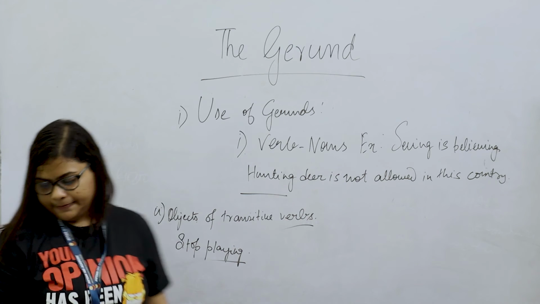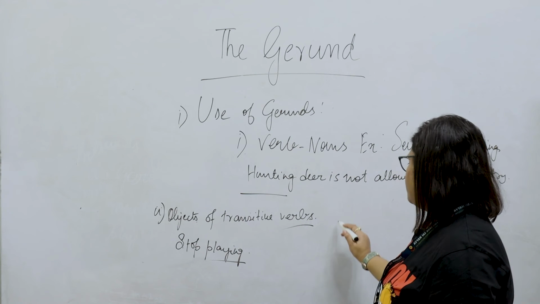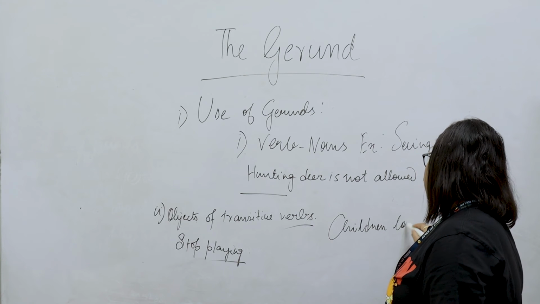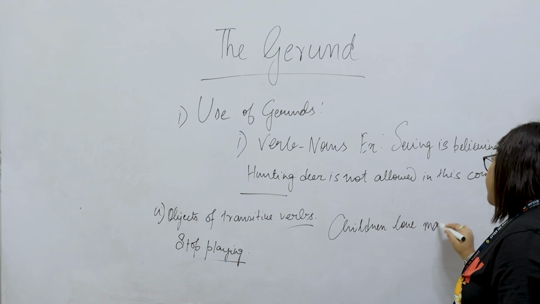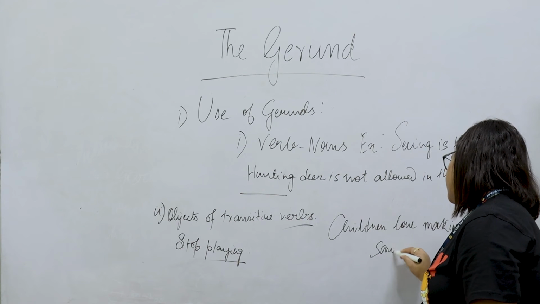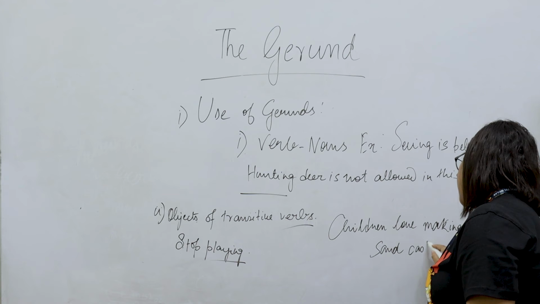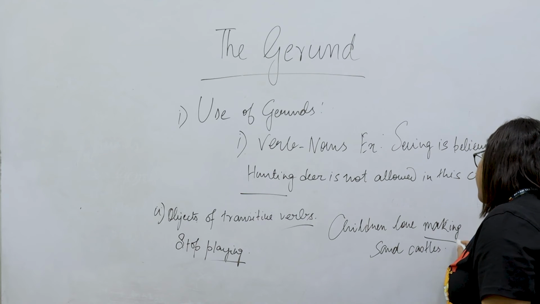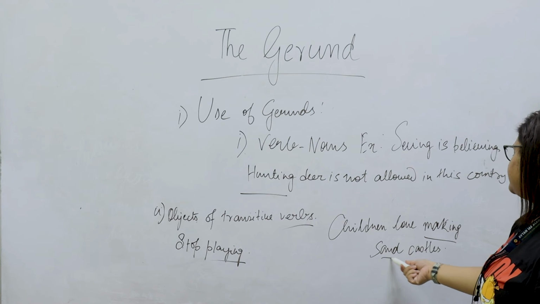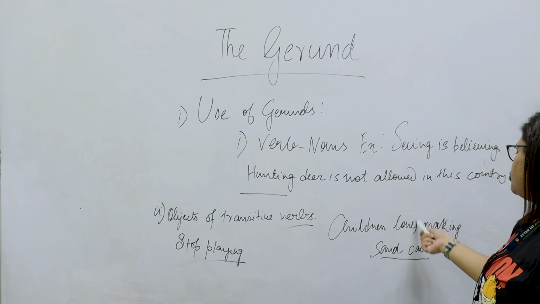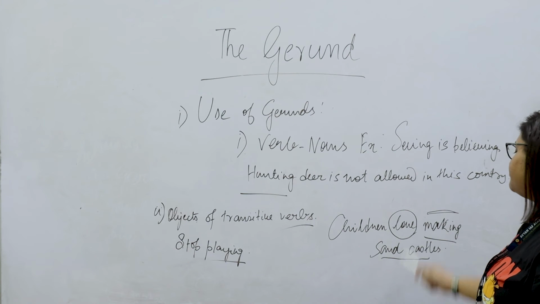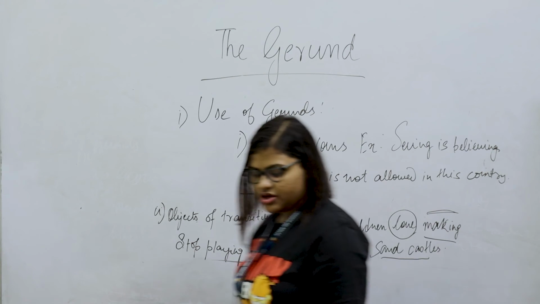So the next could be, children love making sand castles. So here we are again using it as an object of the transitive verb. What do children love? They love making sand castles. So here it is being treated as an object of the transitive verb.